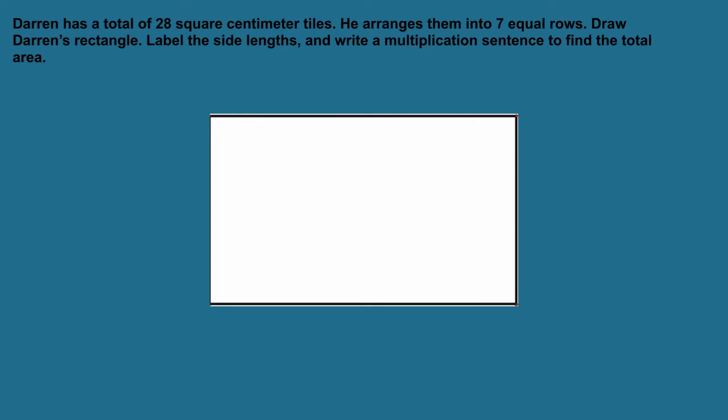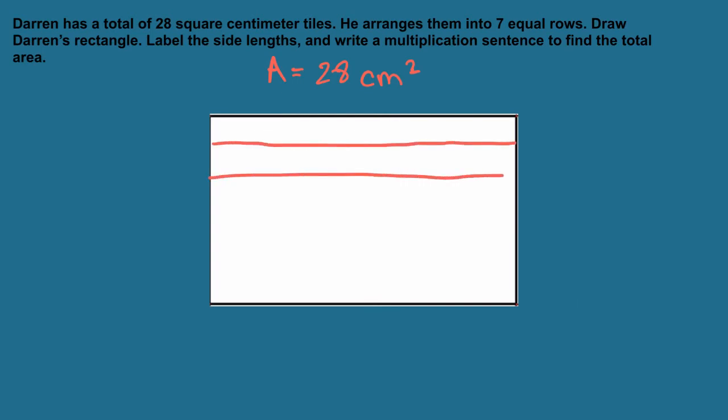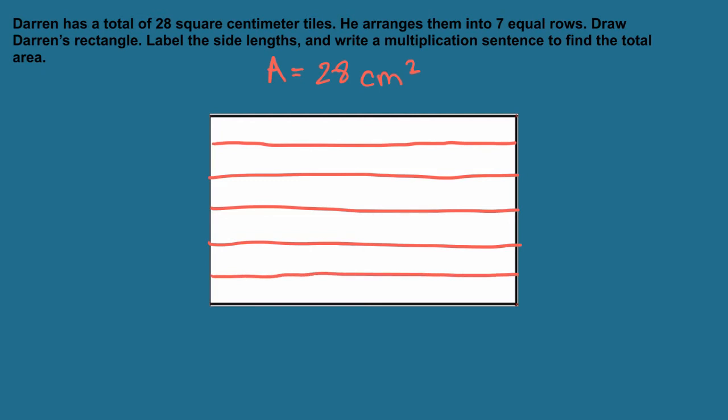So we know by just what it tells us that the area of this rectangle is 28 centimeters squared. It also tells us that he has 7 equal rows, so therefore we know to draw out 7 rows. 1, 2, 3, 4, 5, 6, and then we'll make an extra one right up here, and it'll be the same color as the background, but that is totally okay. So now that we have 7 equal rows, we can already say that our width equals 7.